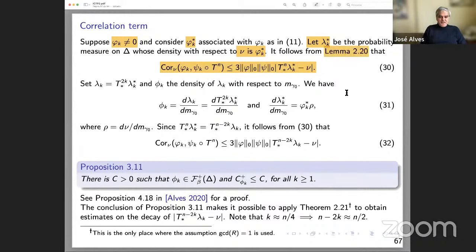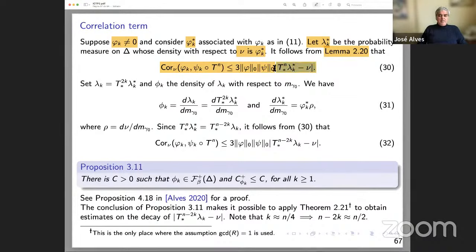So we have seen that we can reduce the correlation problem, where the objects are exactly the same, to a problem on the speed at which the push forwards of this initial density approach the invariant measure for the tower. This term here is precisely the total variation of this signed measure, which is the difference of the two.